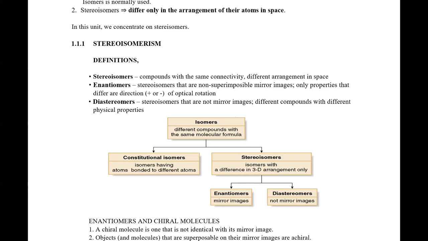So you're saying that both enantiomers and diastereomers contain chiral centers. So it's not that one contains a chiral center and the other does not. They both contain them, but the difference is that one is a mirror image, and the other one is not a mirror image.